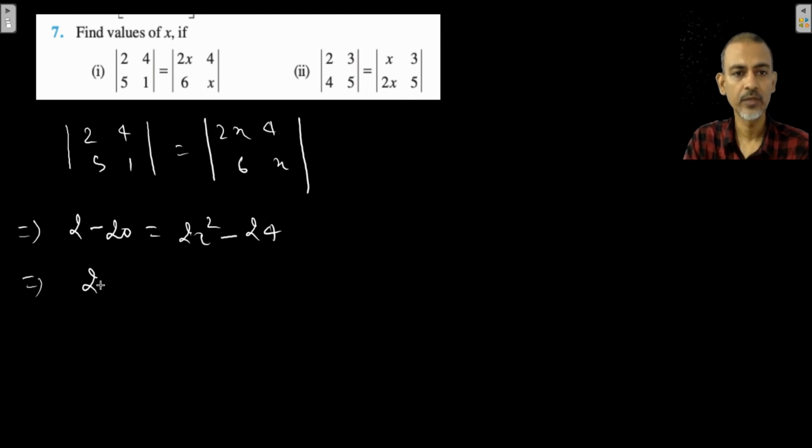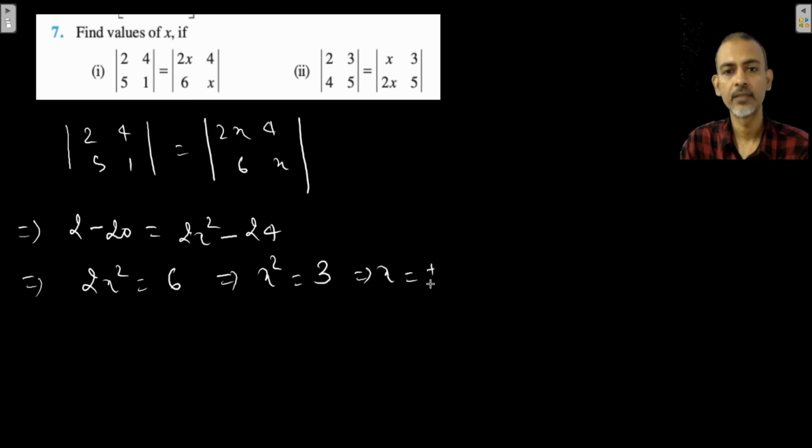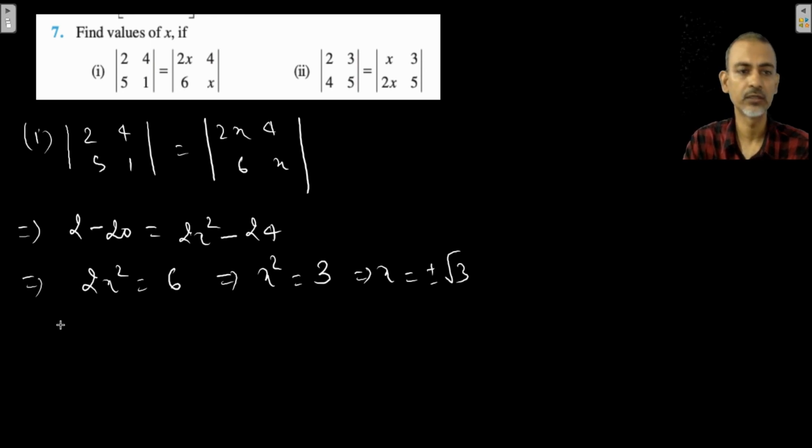So 2x square is going to be equal to 24; we move the 8 to that side as minus 8, so it becomes 6, right? And x square will become 3, so x will become plus and minus root 3. So this is the first one, and this is your answer. Now go to the second one.